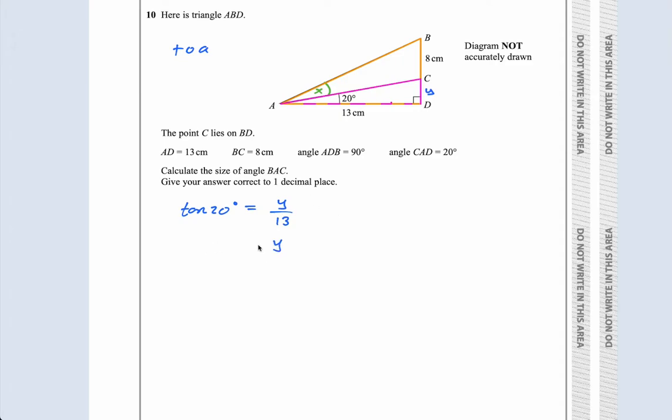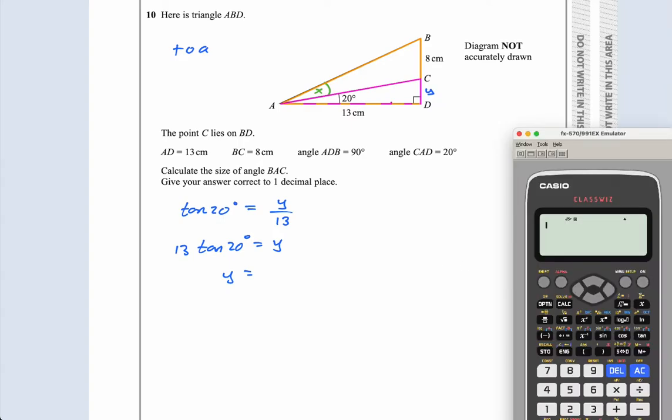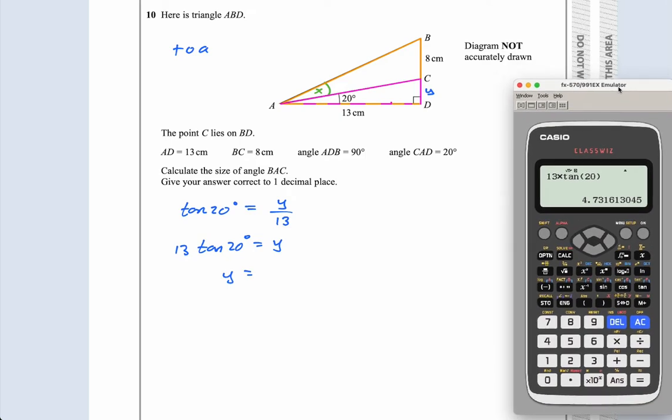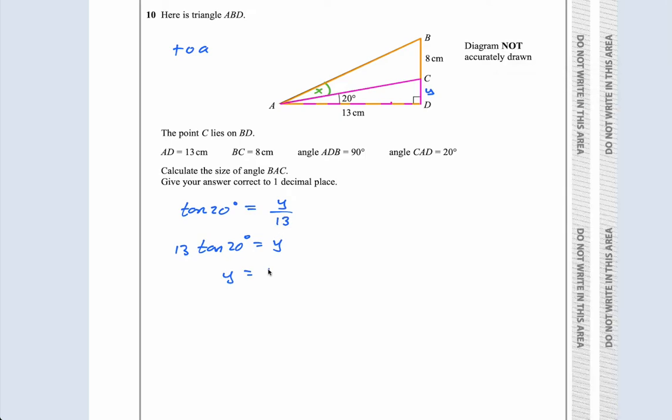So that means Y equals, multiply by 13, 13 tan 20. So Y is equal to 13 times tan 20, which is 4.7316. Okay, now let's look at the big triangle.